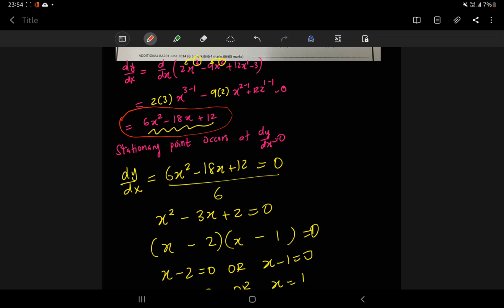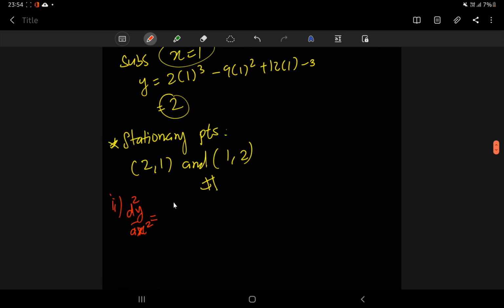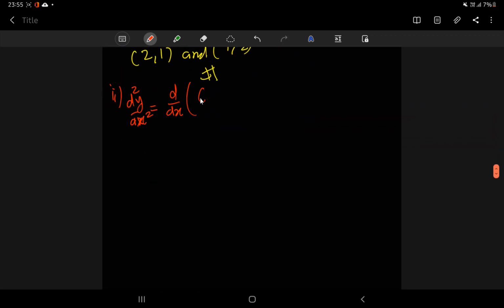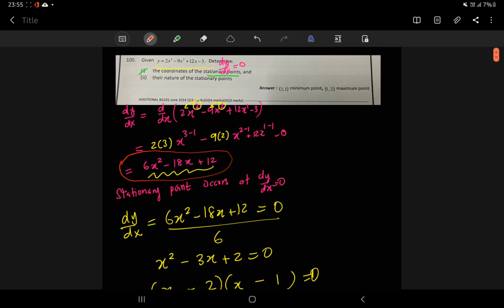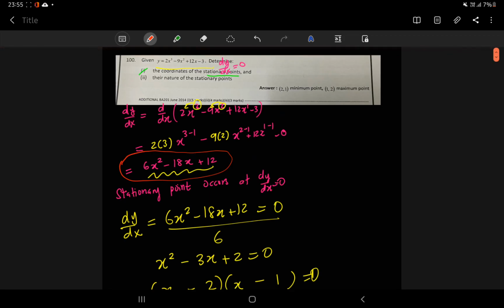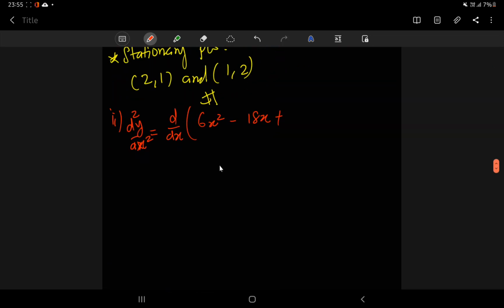So let's take the derivative d over dx of 6x squared minus 18x plus 12. Just take the derivative. So this is 6 times 2, we just move the power in front. So 6 times 2 is 12, x to the power of 2 minus 1, which is 1. This is 18 plus 0. Don't have to write plus 0.